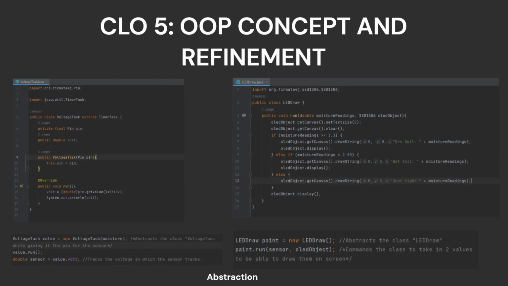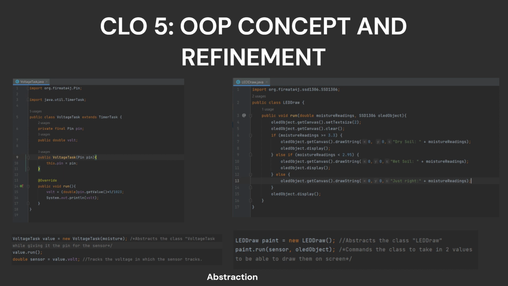For CLO5, this focuses on object oriented concepts and refinement. For this, I used abstraction in my project. For the task of sensing voltage and drawing the state of the plant on the OLED screen, I assigned them to different classes and drew from them in my main class.